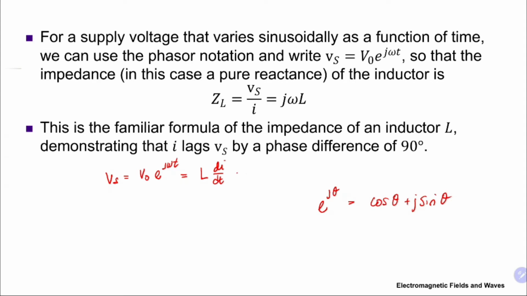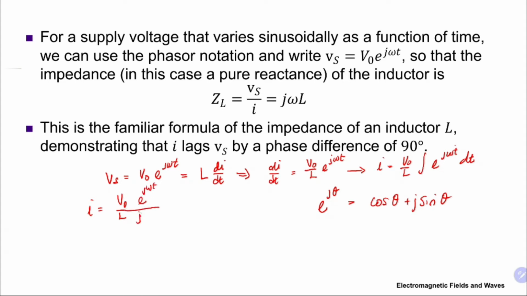Therefore, we can work out I. di by dt will be equal to V naught over L e^(j omega t), and therefore I will be V naught over L integral of e^(j omega t) dt. So my I will be equal to V naught over L e^(j omega t) divided by j omega.